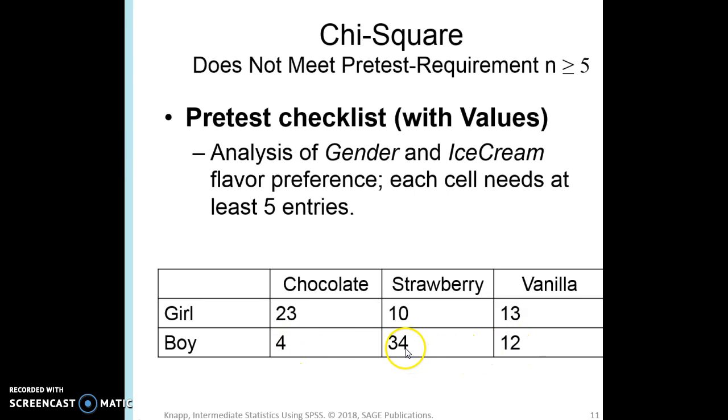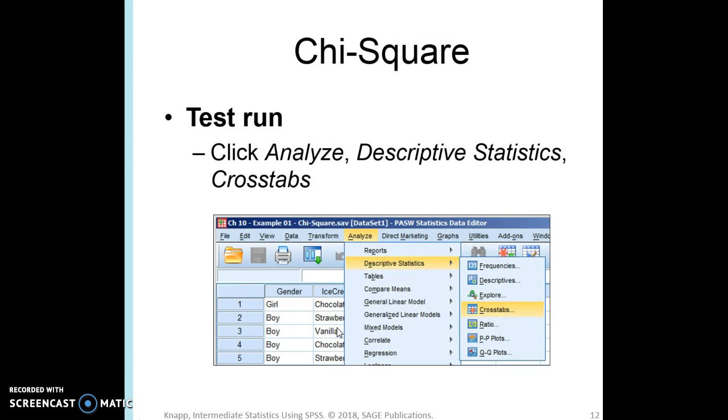Well, there's different things we can do, and we'll discuss it as we go along. But right now, we're thinking this violates the pre-checklist, but does it? And we're going to talk about this. Here's how you run the test. We'll come back to that. This is how you run the test.